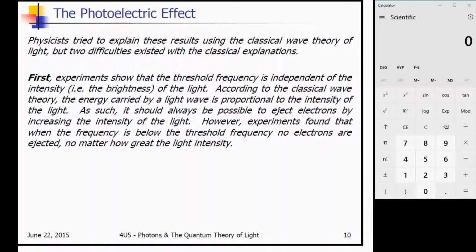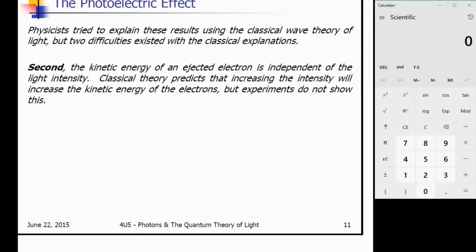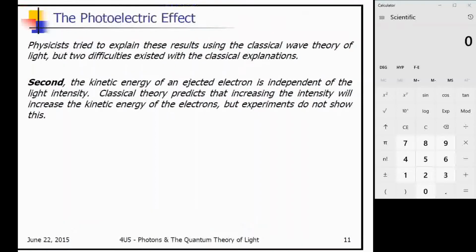So the classical wave theory of light, which was predicting that the intensity would increase or decrease the threshold frequency, was not happening. And the second part of this was that if we had a brighter light, it would have been understood that the ejected electrons, the photoelectrons, would have a greater kinetic energy. But this was actually not happening. What was found was that whether the light was bright or dim, the ejected electrons would have the same kinetic energy. The kinetic energy was solely dependent on the frequency.